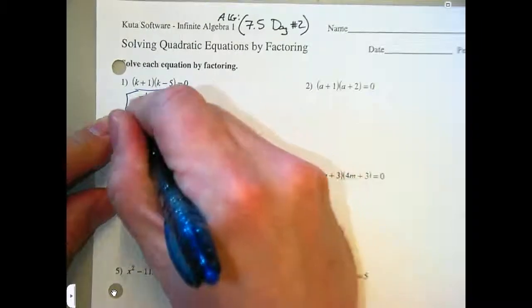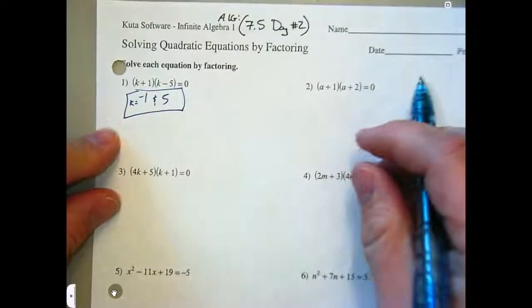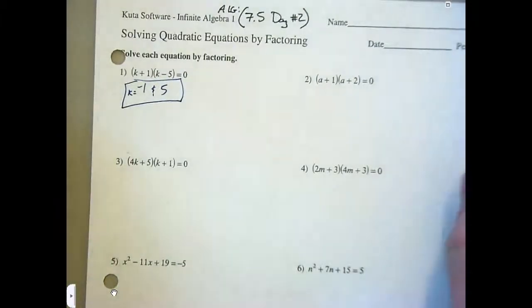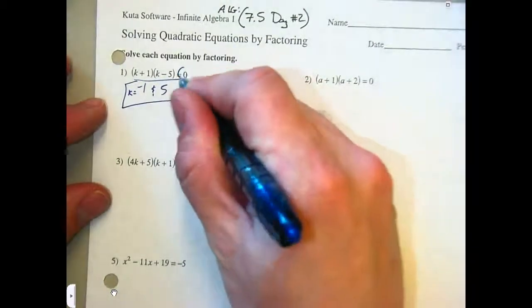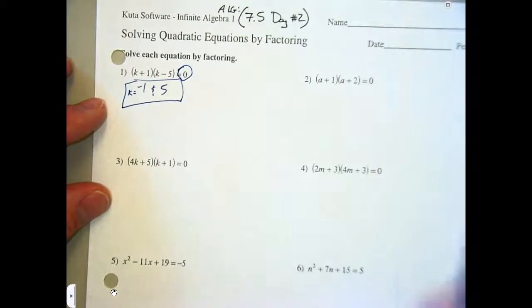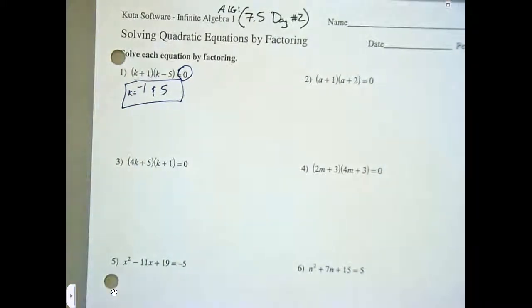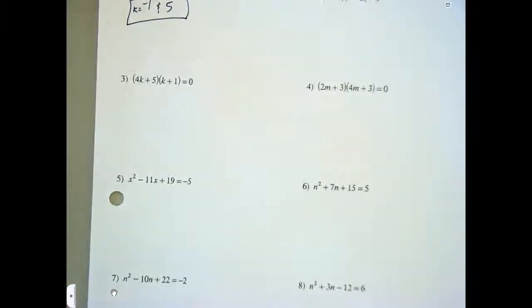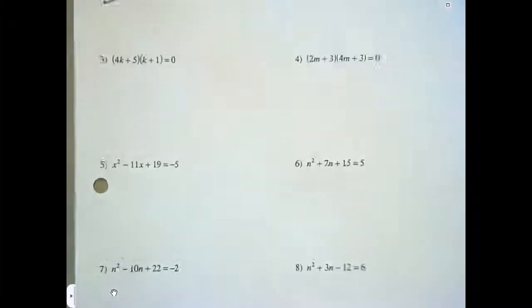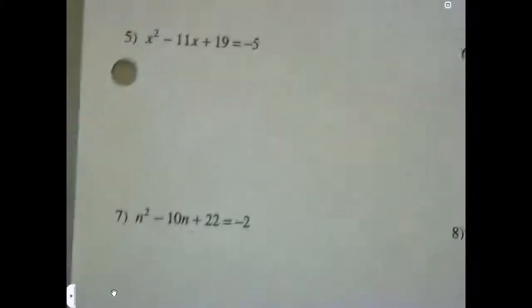Okay, you should probably put k equals. Okay? But really, that's it. It's that simple when they're factored and they equal 0. Now, that's a key thing. It has to say equals 0 because look at number 5. Does number 5 say equals 0? No, and it's not factored.